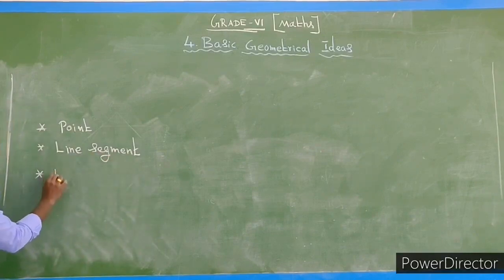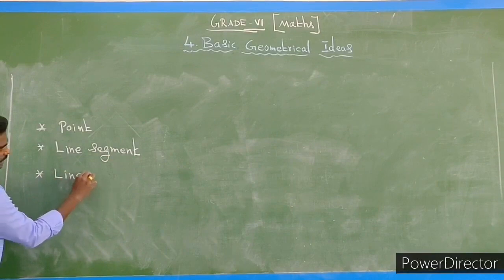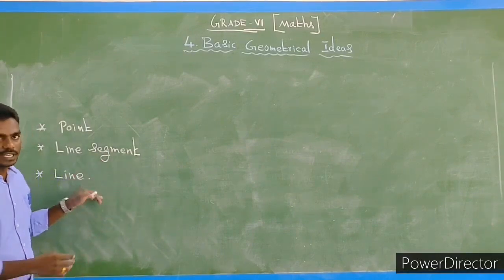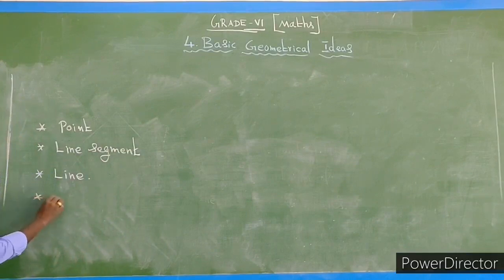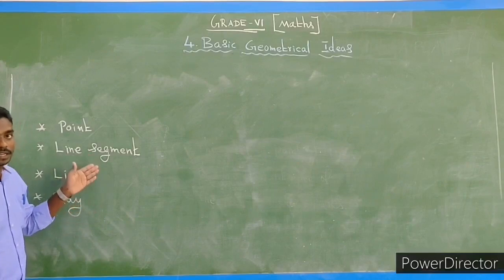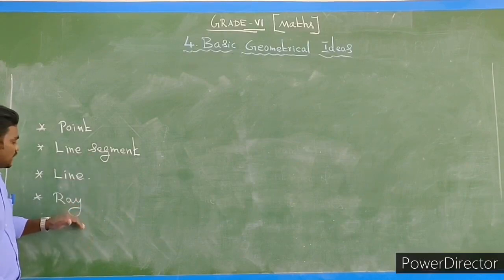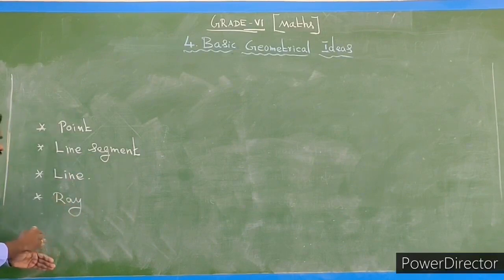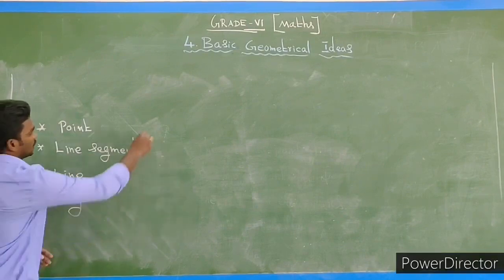So what is a line? A line segment extended in both directions infinitely is called a line. Next is a ray. Do you know what a ray is? A ray is a portion of a line. It has a starting point but no ending point. It starts at one point and goes to infinity in the other direction. So this is called a ray.